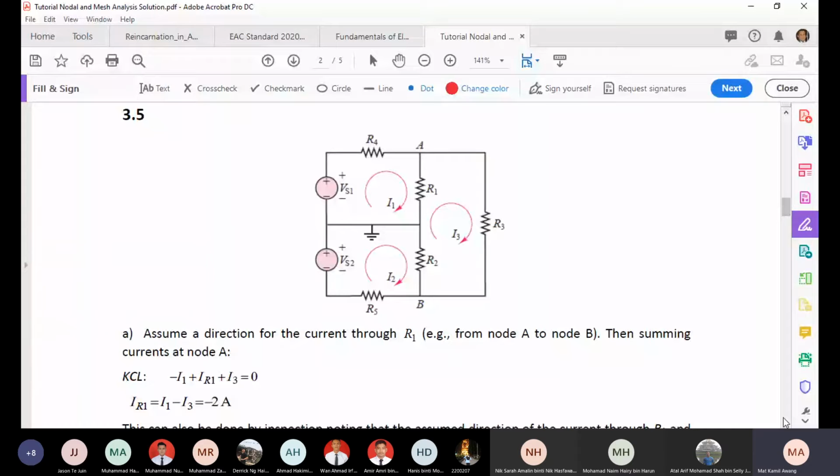3.5 is actually a mesh analysis. So we are given these circuits, and you are given the values of I1, I2, and I3, right? And we need to find the current through R1, R2, and R3.